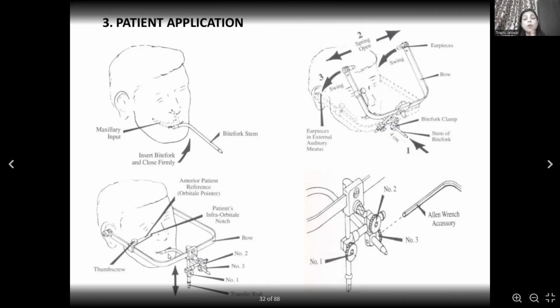Then we'll move the locking assembly horizontally so that the stem of the bite fork and the whole assembly coincide with the midline of the face of the patient. Then we will lock the second screw.